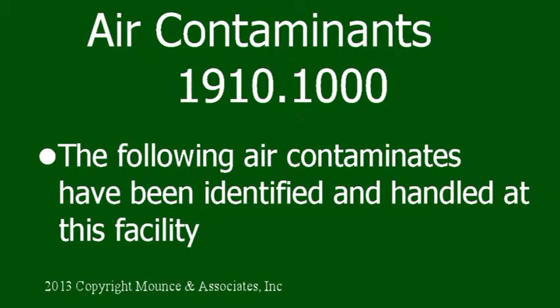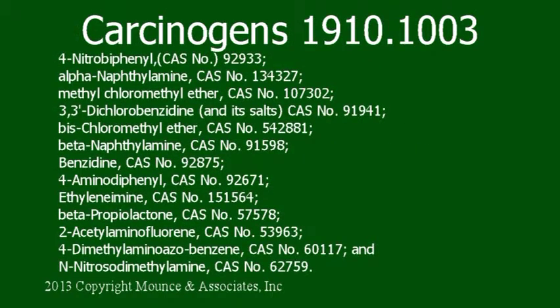Air contaminants. Job hazard assessments will be performed to determine what PPE may be required to prevent overexposure to air contaminants. Air sampling may also be required to determine exposure levels in any given workplace area. Carcinogens. This is the list of carcinogens regulated by OSHA. If these are present in your workplace, you will be trained at a later time.